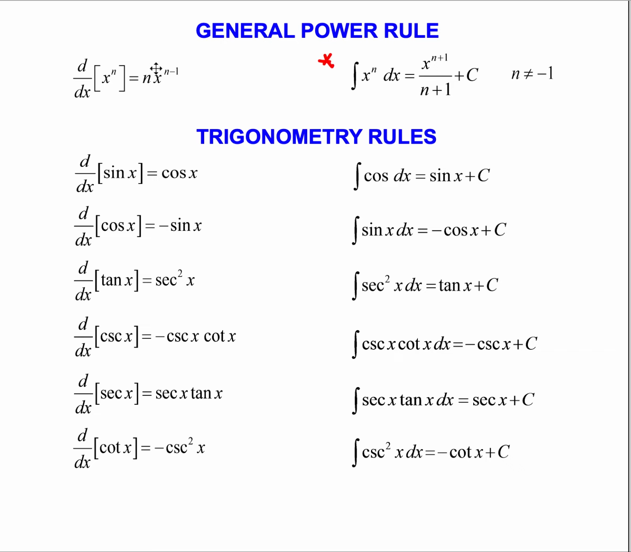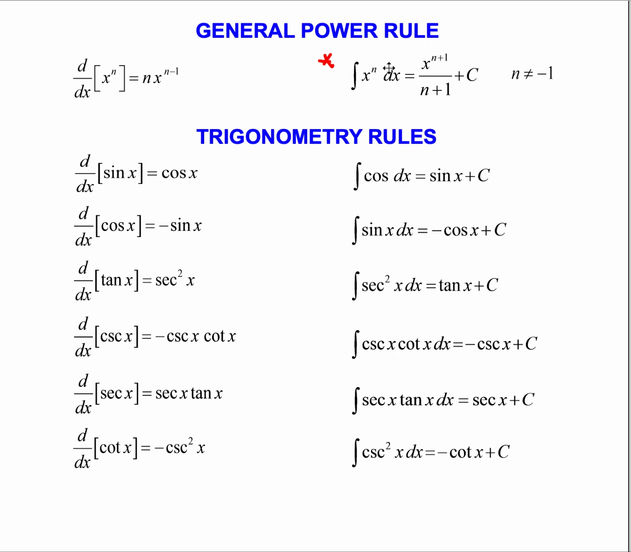So instead of getting the degree and subtracting 1 from it, we're getting the degree and adding 1 to it, right? And instead of multiplying by n, we're going to be dividing by n plus 1. So that's going to be the main rule here. Make sure that you guys remember this one.